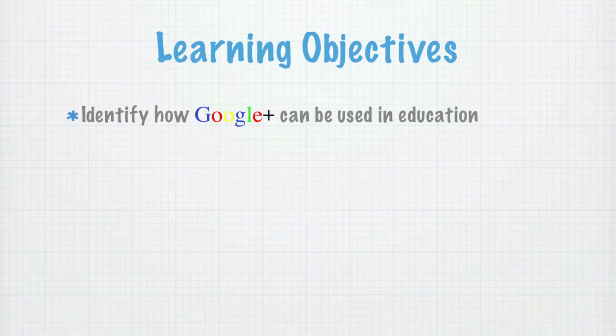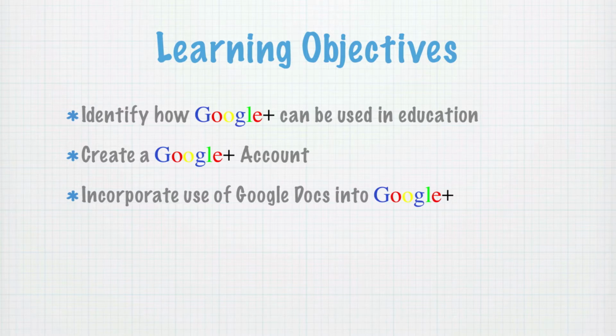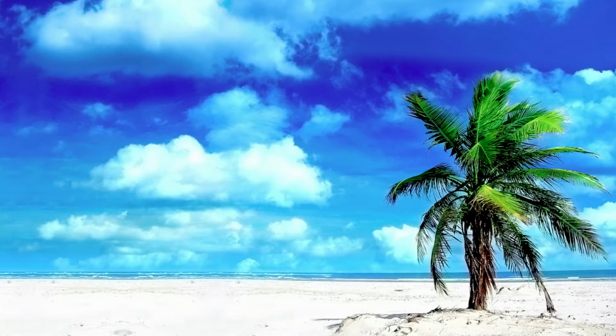There are 5 learning objectives for the presentation today. First, you will be able to identify how Google Plus can be used in education. You will be able to create a Google Plus account. You will be able to incorporate the use of Google Docs into Google Plus. You will be able to add other users to Google Plus circles. And lastly, you'll be able to join the iTech 830 circle in Google Plus. I know this sounds like a lot of information for one presentation, but don't worry, it will be like taking a walk on the beach.